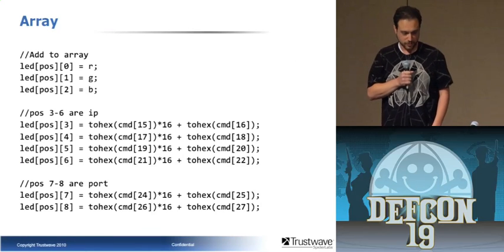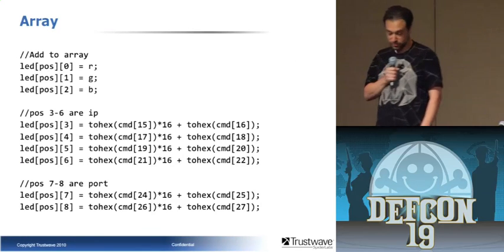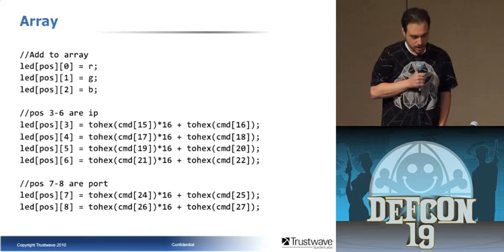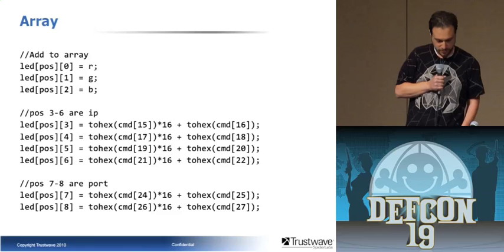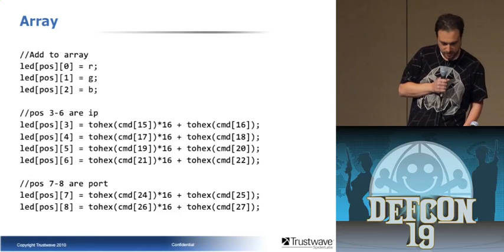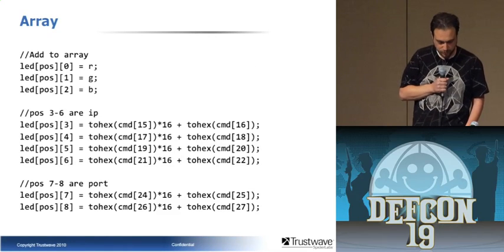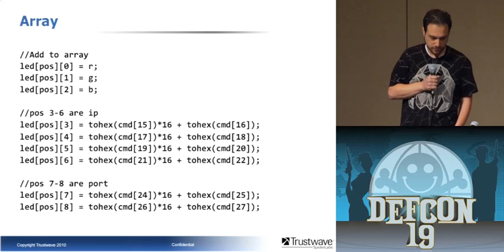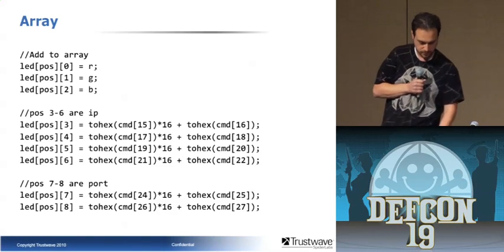So there's the array, multi-dimensional. Isn't that awesome, to say multi-dimensional. It's different positions of the LED matrix, and then I've got a little 2-hex command I wrote in there, a function to convert this stuff over. So that's some code there.